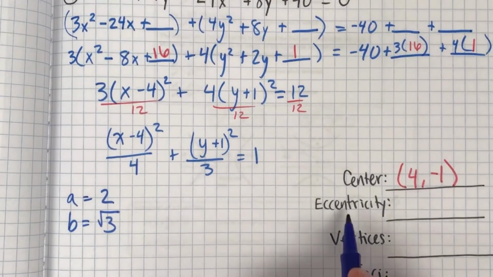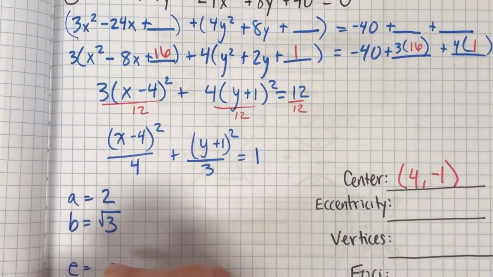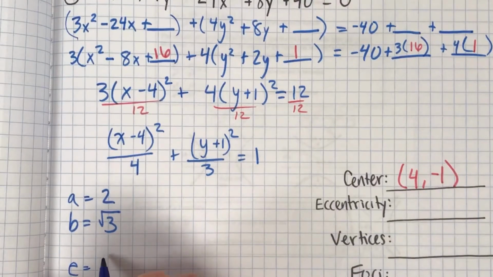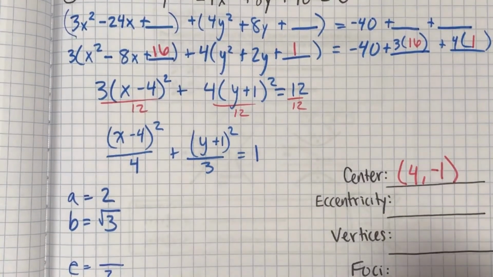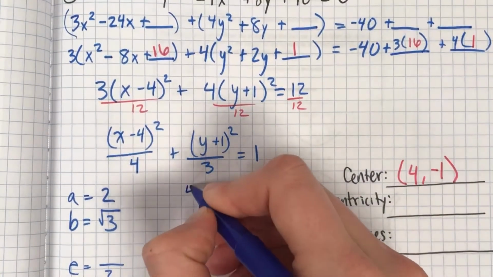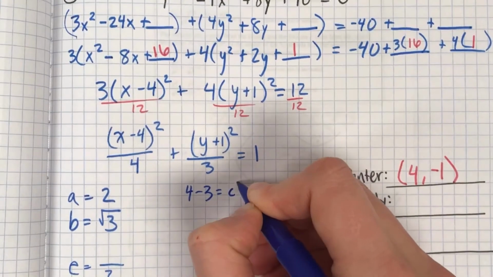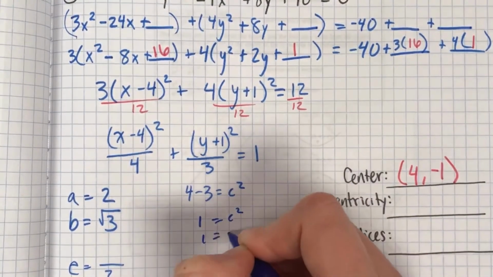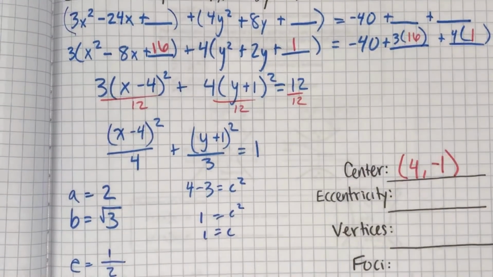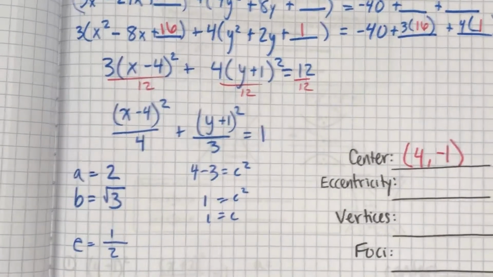So to find our eccentricity, remember e equals our c value divided by a. So let's go ahead and find our c value. 4 minus 3 equals c squared. 1 equals c squared, so 1 equals c. So my e value is 1/2.